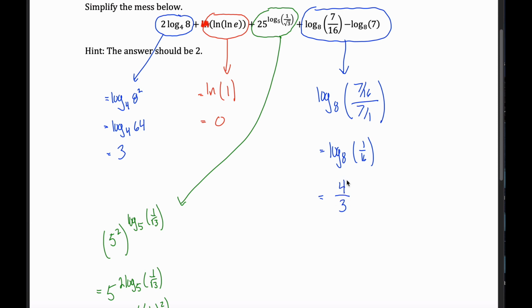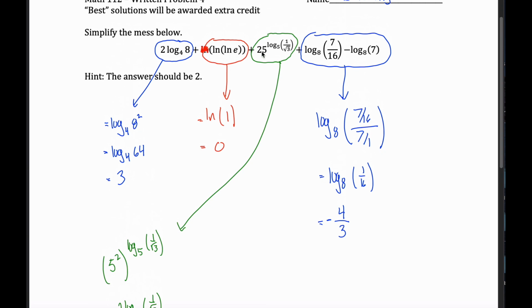The problem is this isn't the right answer, because 8 to the 4/3 power is 16, not 1/16. But we can change it from 16 to 1/16 just by putting a negative here, because a negative exponent just means to take the reciprocal of it. What I'm saying is the log base 8 of 1/16 is negative 4/3.